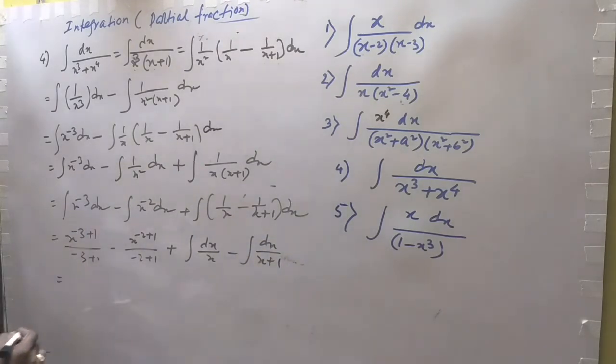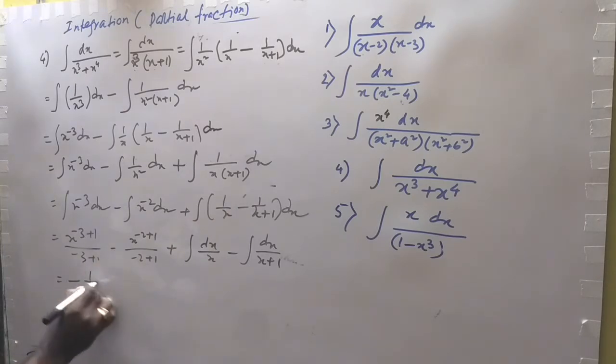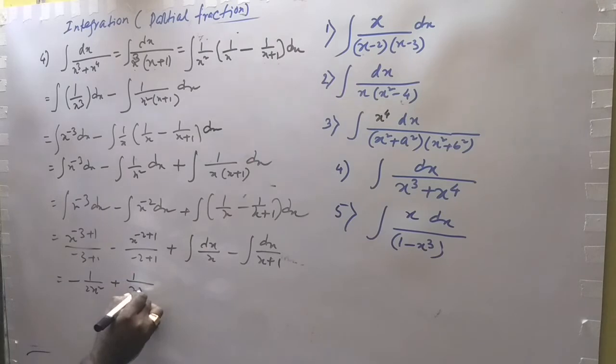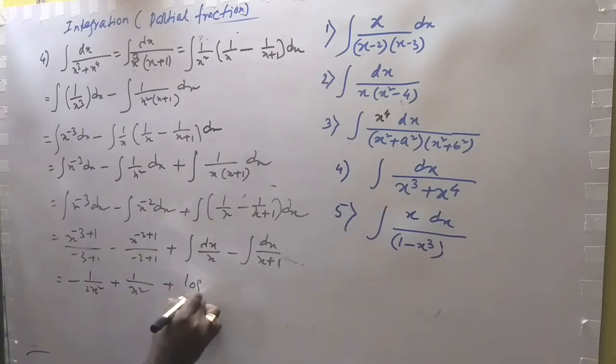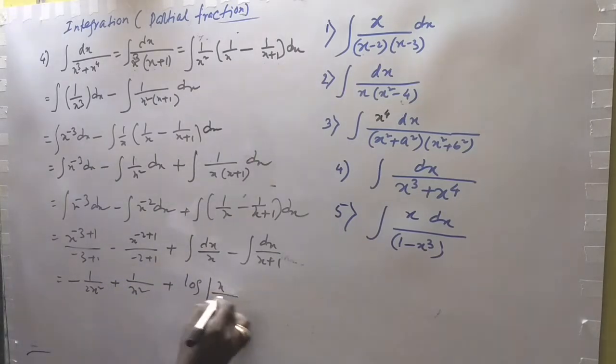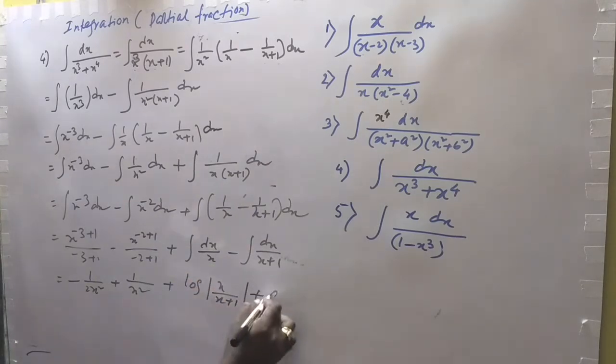Then another point, question number 5. So this is minus 1 by 2 x square, and plus this is x square, and log of x by x plus 4. x plus 1, okay, log of this and log of this, minus this is plus, going to the positive form. Okay, so this is your answer. Okay, question number 4. And now again another point, number 5.